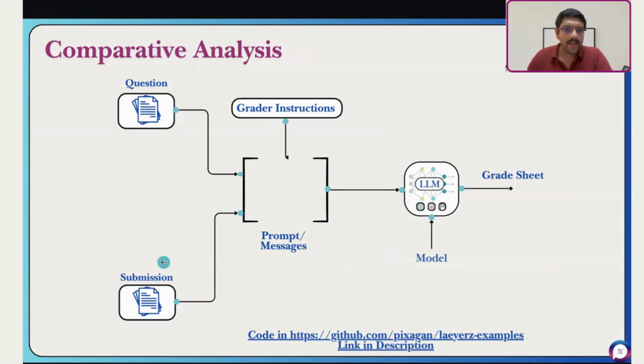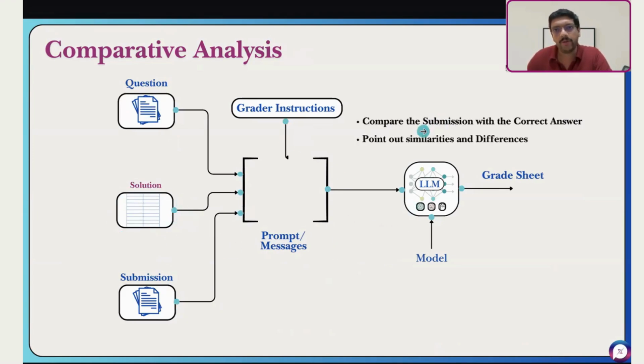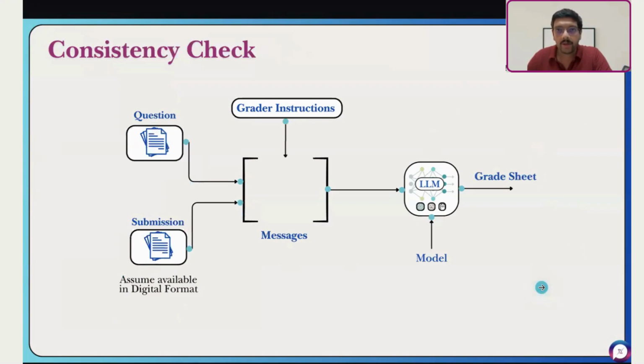So apart from the question and the submission, what you need to give the LLM is the solution. And then when you set up the prompt, you tell it what you want it to do is compare the submission with the correct answer, which is the solution here, and you want it to point out similarities and differences. This is the basic idea of the prompt. And the code is available. I'm sharing the code in Git, so you can go and check out the prompts that I've used to get the answers.